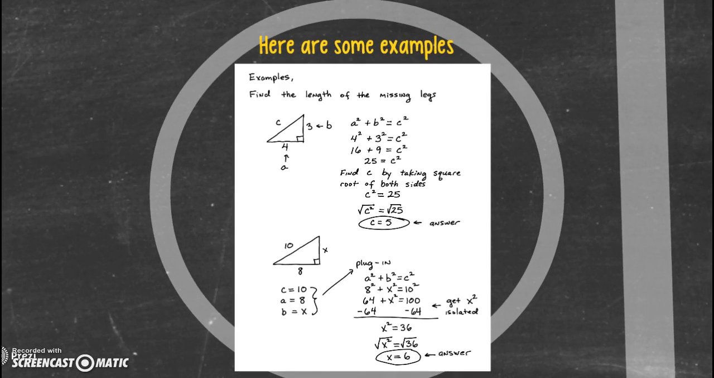I'll start off by modeling problems that are kind of straightforward: two legs, and the students have to solve for the hypotenuse. In the top example, one leg is 3, one leg is 4. 25 equals c squared, take the square root of both sides, and your hypotenuse equals 5. At this point, I'll do some more problems similar to this, and let the students work on their own.